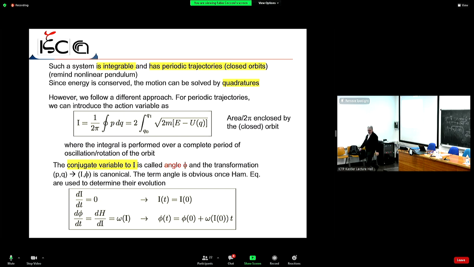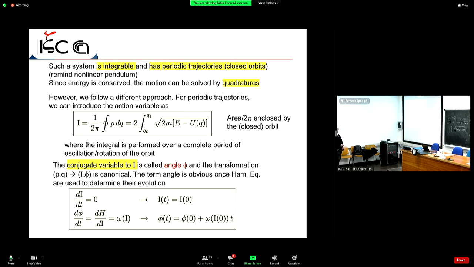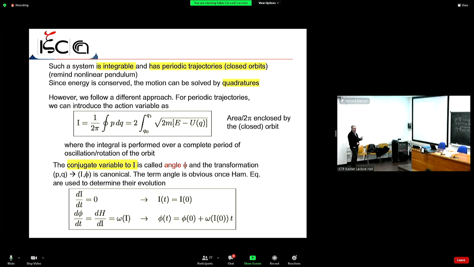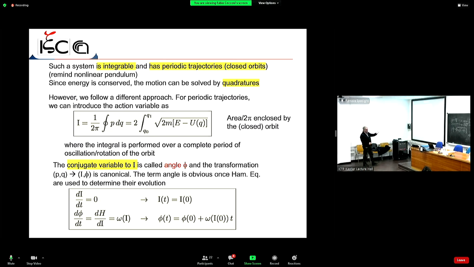And then you arrive at a very simple Hamiltonian, and you can use the trick. So you define this canonical transformation from I and the angle phi, and so you have the solution of the model in an alternative way. You can use the quadrature approach directly, but if you try to make the exercise, you can also use action angle variables.